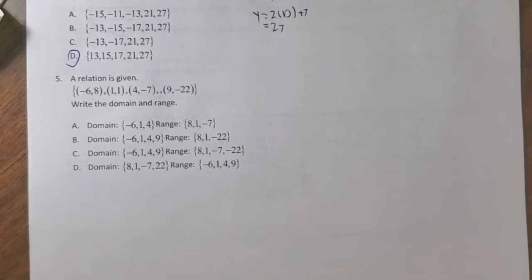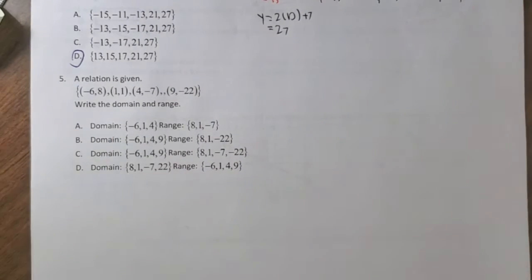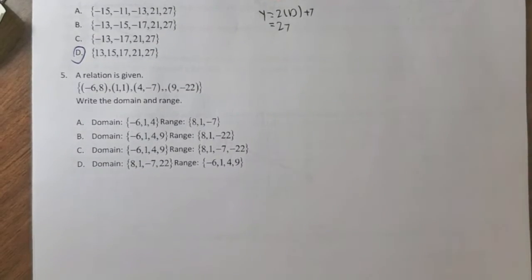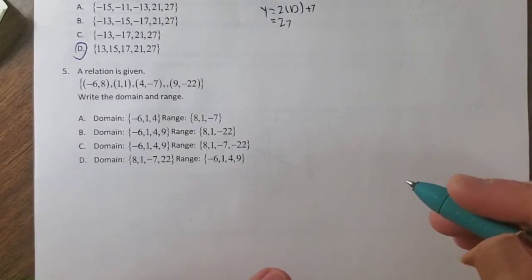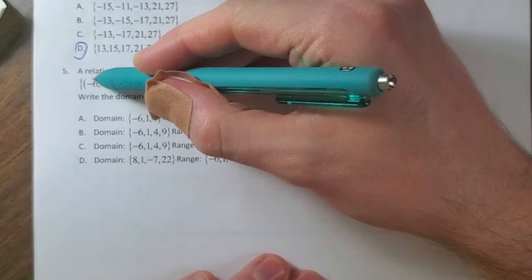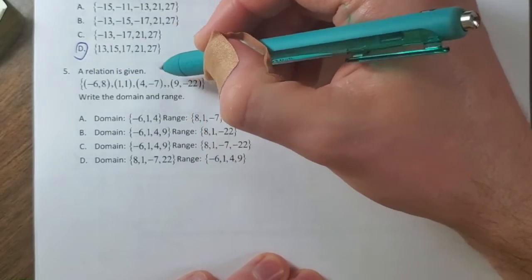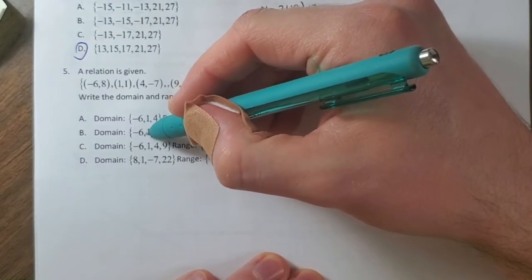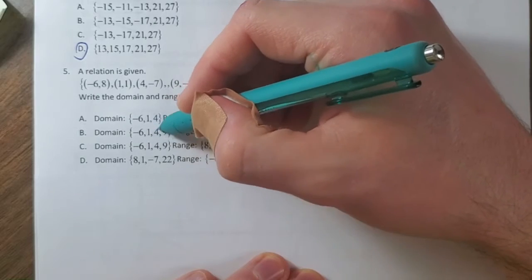Now for number 5, we have our 4 points listed, and we just want to pick out our domain and range here. So our domain is going to be all of our x values here: -6, 1, 4, and 9. So it looks like either one of these 2 give us that right domain.